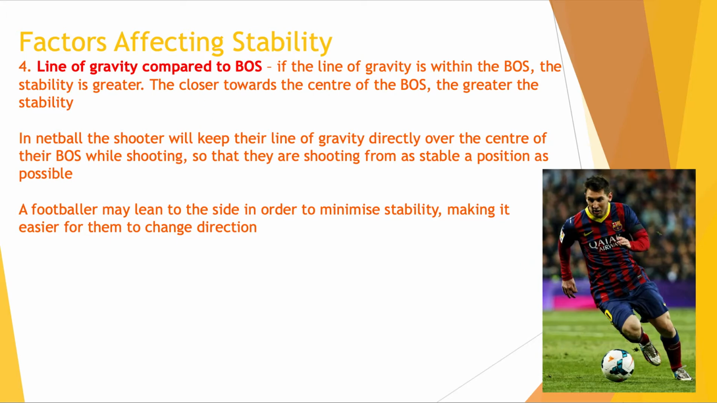And I've got that example there again of the footballer. He leant to the side, brings his centre of mass over here, which means his line of gravity, that imaginary line straight down from the centre of mass, is falling outside of his base of support. That's reducing his stability, making it easier for him to change direction.